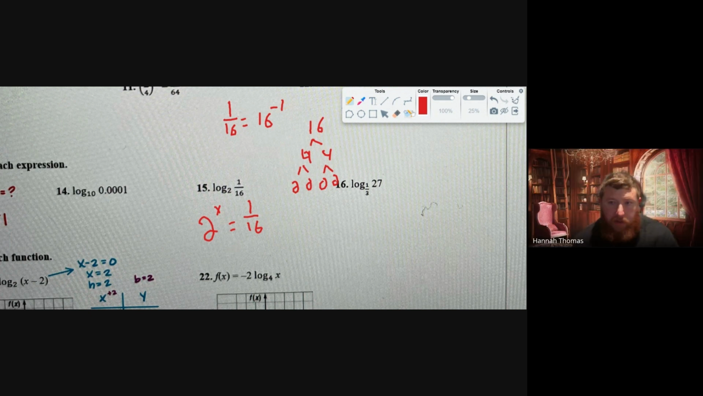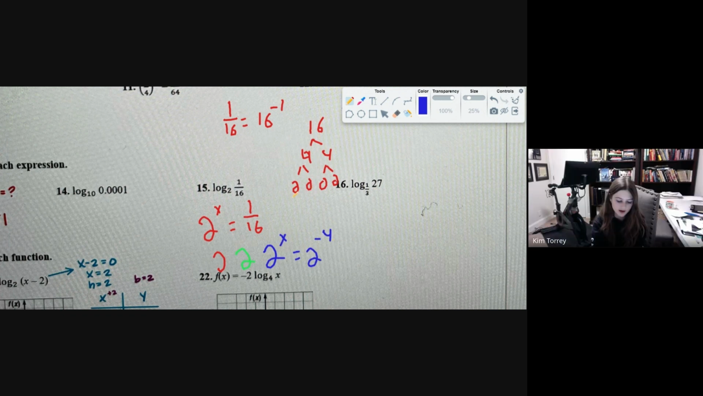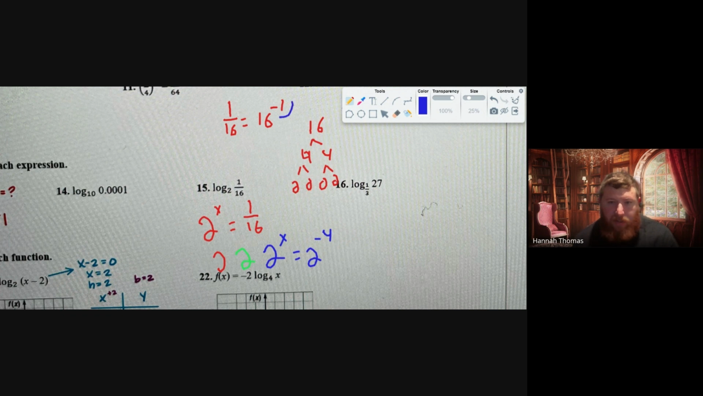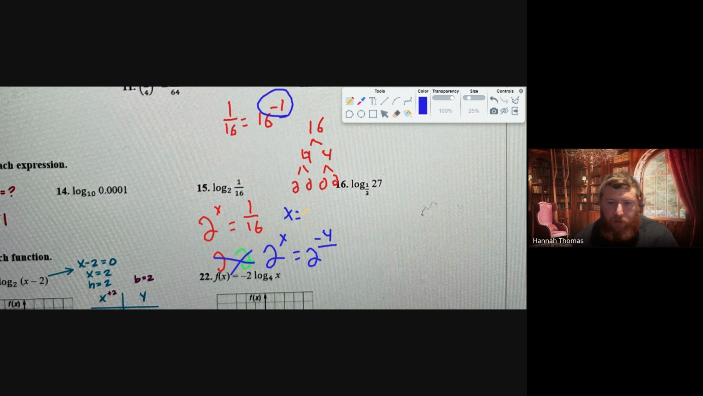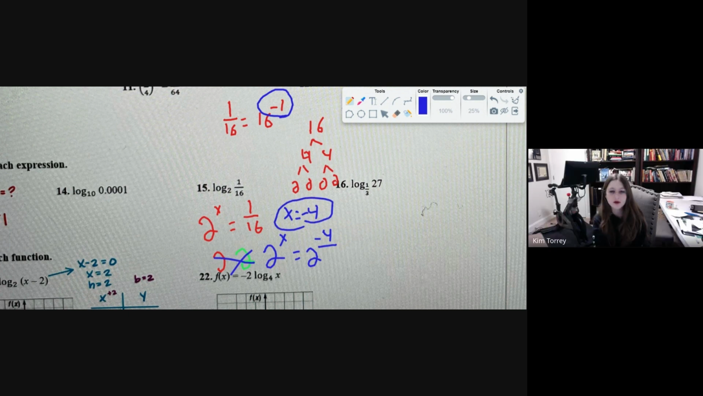Negative 4. Right. So then we're going to do 2. Oh, that's an ugly color too. Let's try something more fun. You can actually see. Okay. 2 raised to x equals 2 raised to negative 4, because we had 4 2s, so 1, 2, 3, 4 times the negative 1 we had, which is why it's negative 4. And then, of course, they have the same base, don't they? So then we can assume the exponents equal each other. x equals negative 4.